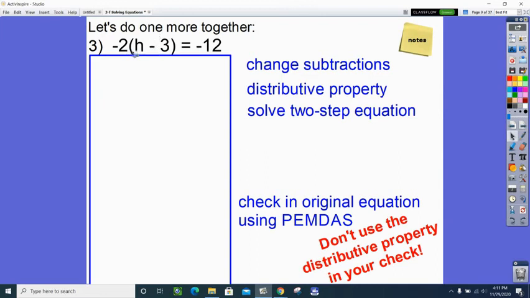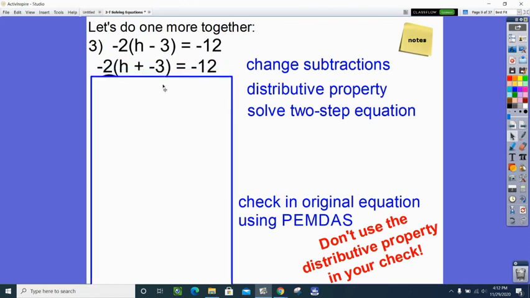Can you right now change the subtractions on this one? Let's just do it all together once to see if you like it. So we're going to keep the -2, but in here, that minus is going to become plus a negative. So rewrite this on your paper. And now I'm going to ask you to solve this one and see what you get for h. Oh, by the way, the next step is to do the distributive property.